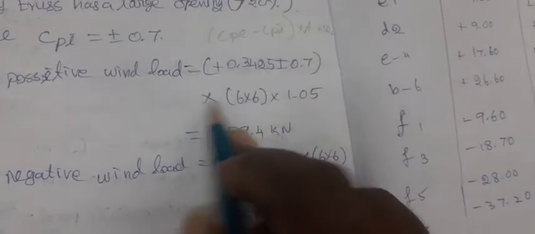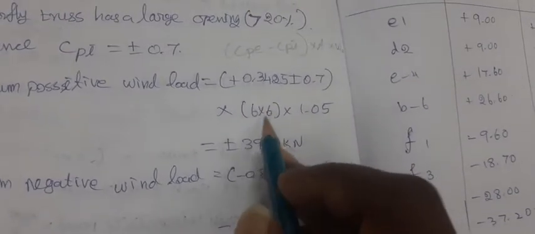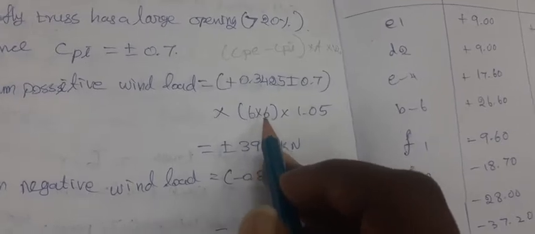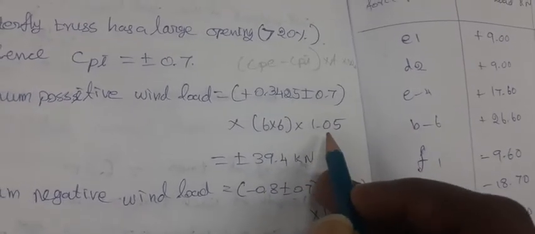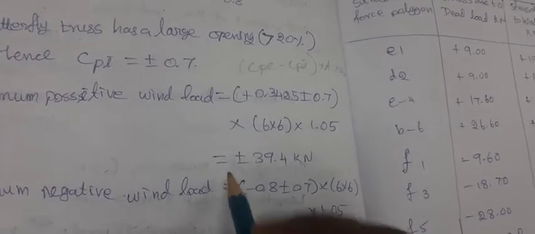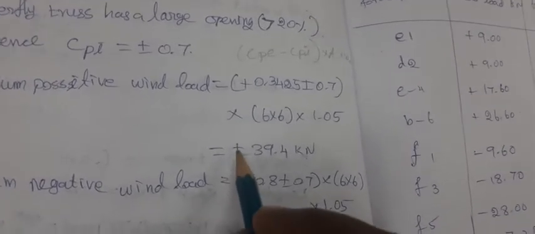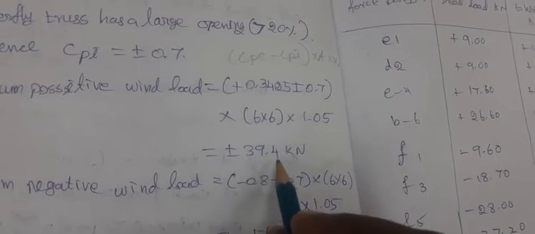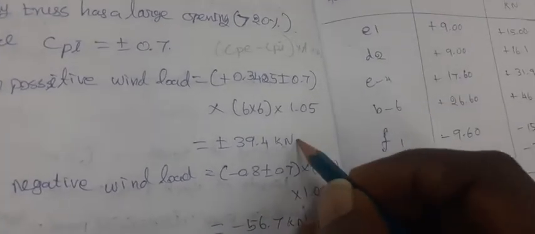So here the area is 6 into 6. We know each panel has 6 into 6 meters. Its wind pressure value is 1.05. So by adding all these things, its value comes to more or less plus or minus 39.4 kilonewton. So it is one value for wind loads.